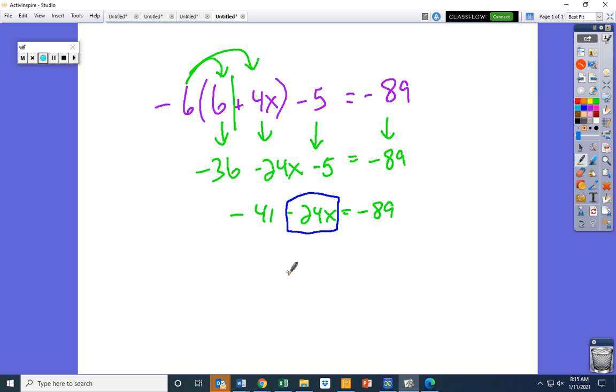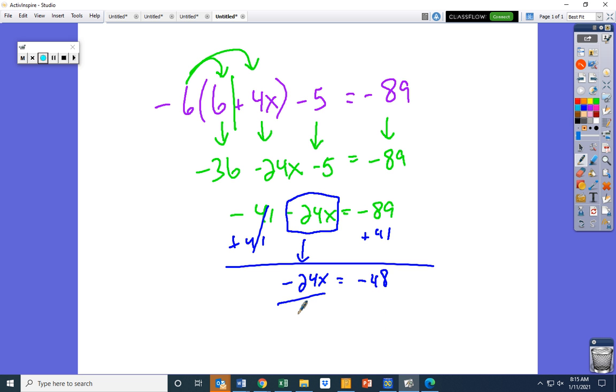Negative 41. How do I get rid of negative 41? Okay, so I'm going to add 41 here, and I'm going to add 41 here. What happens to these? Those cancel. So I bring this down, negative 24x. Now, if you owed me $89, but you paid me 41, how much do you still owe me? 48. So this would be negative 48. And now how do I solve? Divide each side by what? By what? Negative 24. And anytime I have a negative divided by a negative, what do I have? Positive. And what's 48 divided by 24? 2.